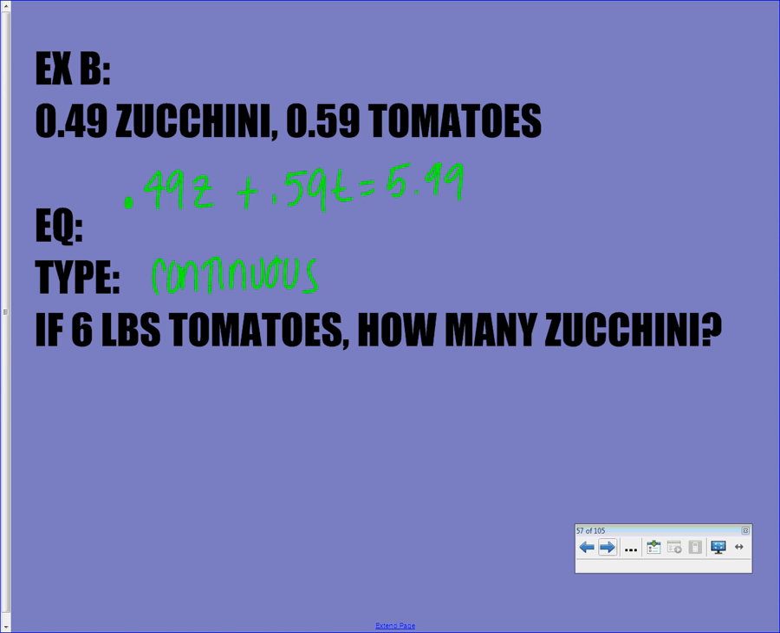So the question says, if you bought 6 pounds of tomatoes, how many pounds of zucchini did you buy? So since I'm talking about tomatoes and I don't know zucchini, I'll go ahead and plug in my 6 for my T and then solve that out for Z. So 59 cents times 6, and then subtracted that over to my other side will give me 2.45. Divide, and I will get 5 pounds of zucchini. Okay, so one type of each so far.